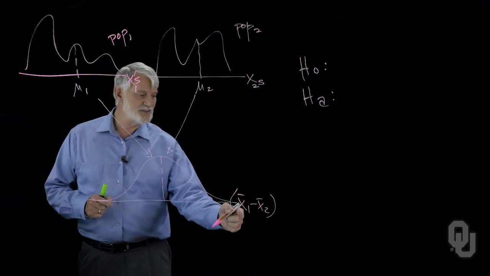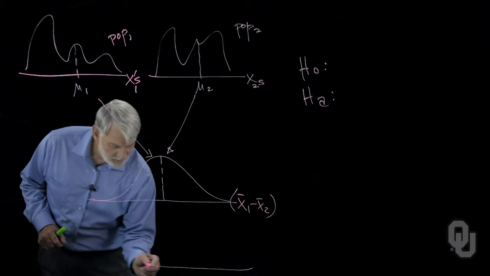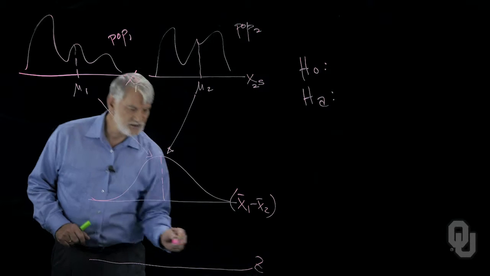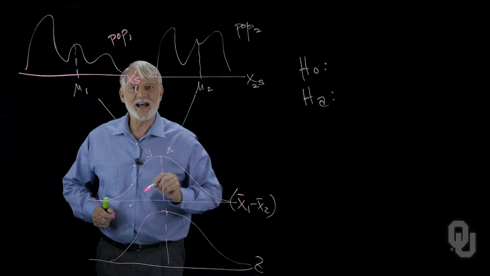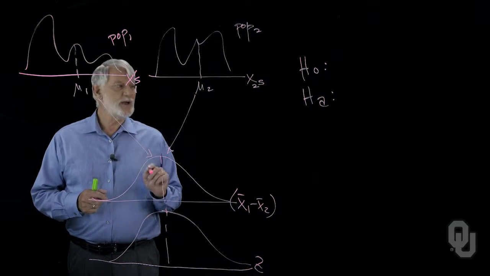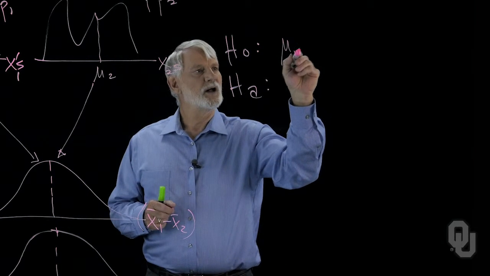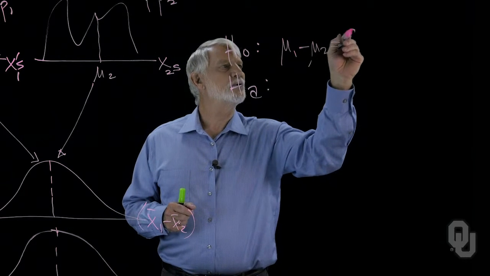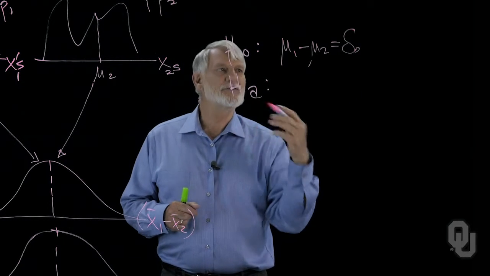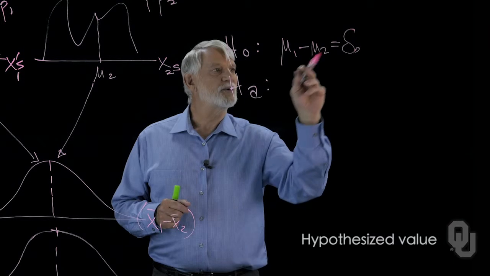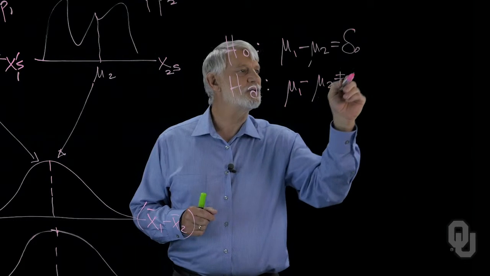So the distribution of differences in x bars is normal, which means that I can now translate it down to the normal distribution, just as I did before. I'm doing exactly the same thing. Now what we have then is the null hypothesis that mu1 minus mu2 equals delta naught. Now delta naught is a mathematical way of saying difference. So we use delta naught. So it's a hypothesized value, versus mu1 minus mu2 is not equal to delta naught.